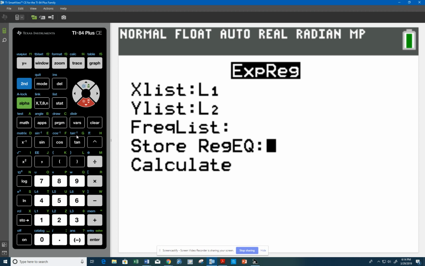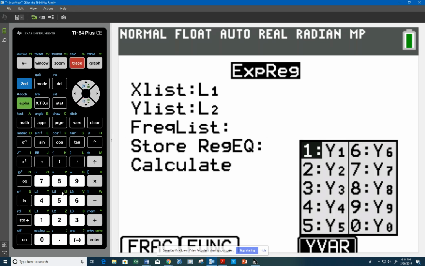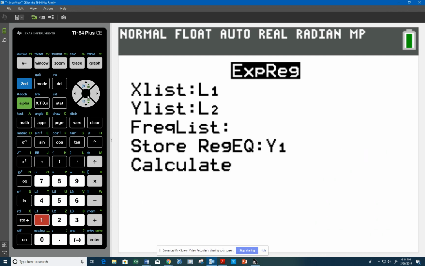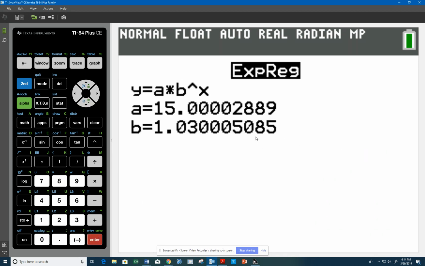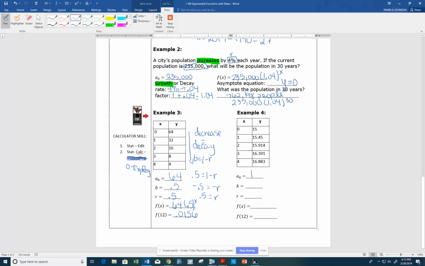Store reg EQ again, alpha, trace, and 1. And then we can calculate. So our A value, now there's a lot of decimal here. If we just round to 2 decimal places, for our A, we're still going to get 15. For our B, we'll get 1.03. Okay, that's all we need. So A is 15, B is 1.03. Now I told you that as our x values are getting bigger, so are our y values.